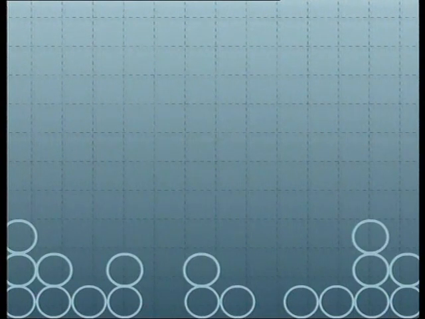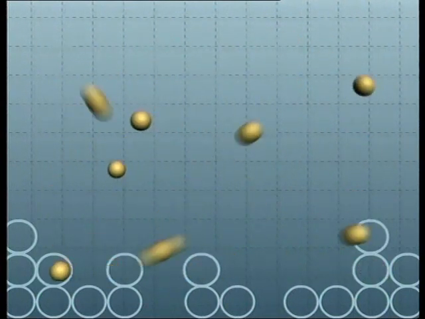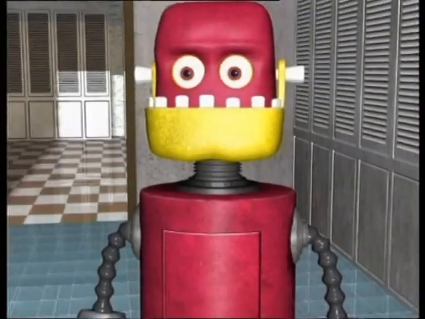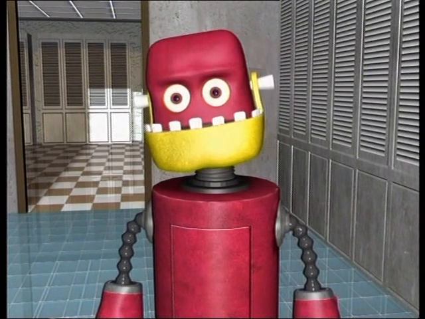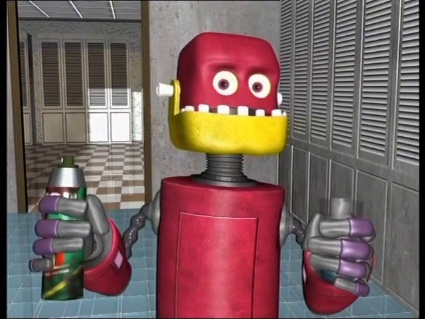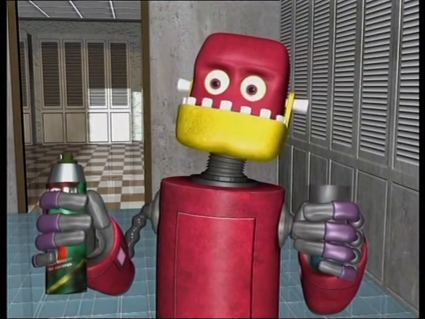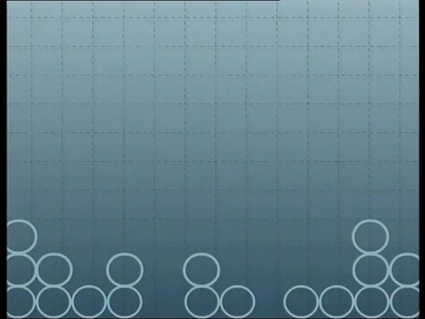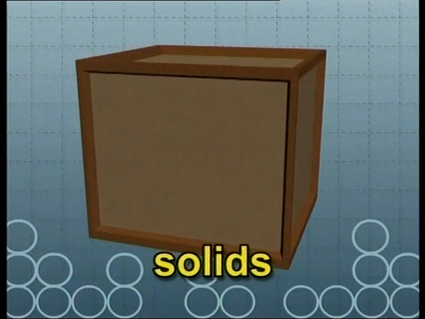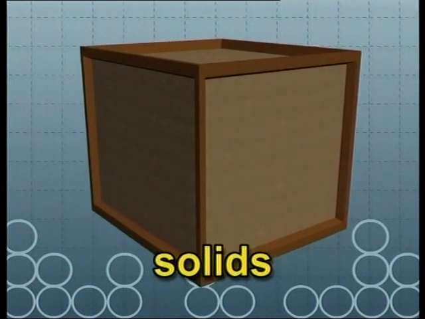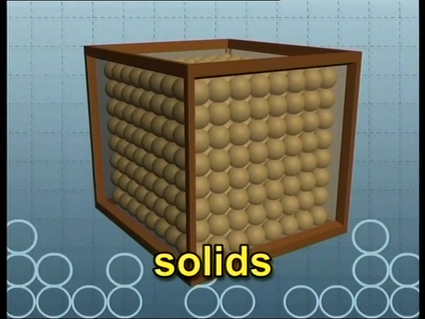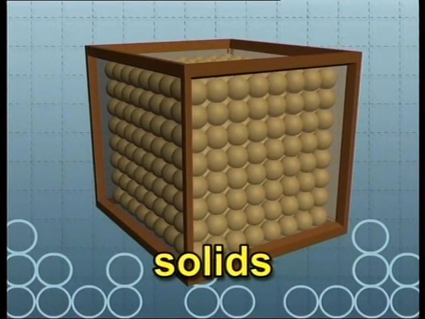This random movement of particles in matter is known as the Brownian movement. The Brownian movement takes place in liquids and gases. Particles in liquids and gases move randomly. What about solids? Well, the Brownian movement does not take place in solids. Particles in solids are closely packed and cannot move freely. That is why solids cannot flow.